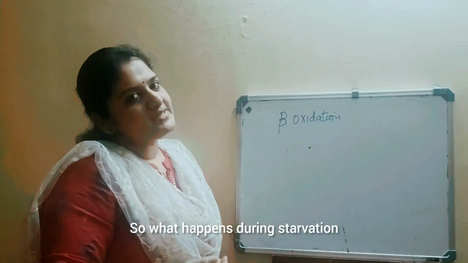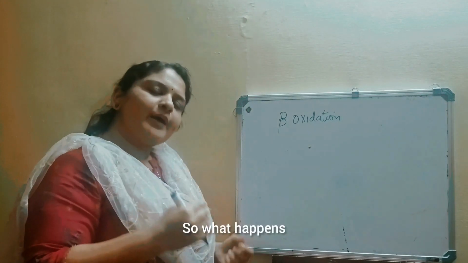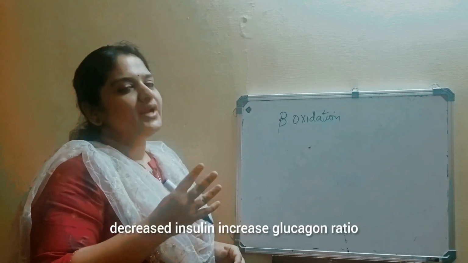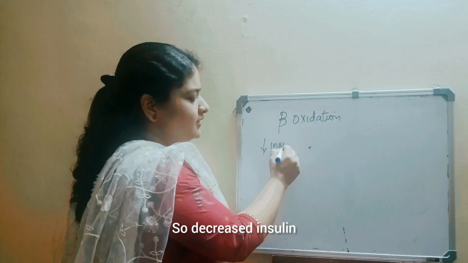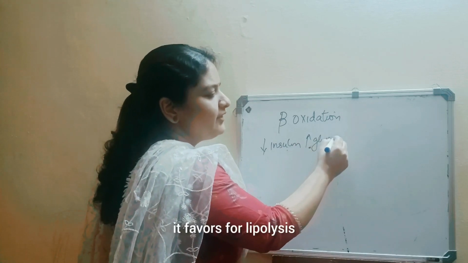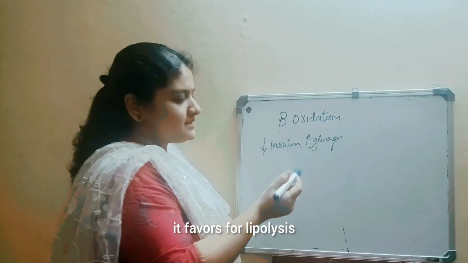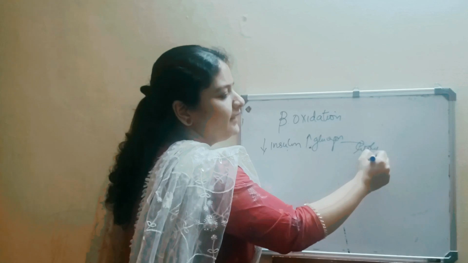So what happens during starvation? We know that our body is devoid of energy. So what happens? There is decreased insulin and increased glucagon ratio. So the decreased insulin and increased glucagon ratio, it favors what? Lipolysis. That is the lipolysis in the adipocytes.